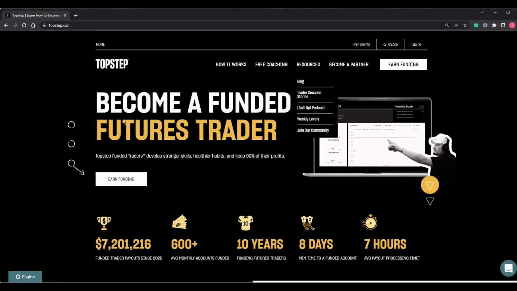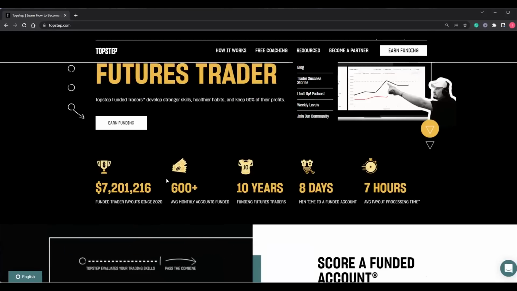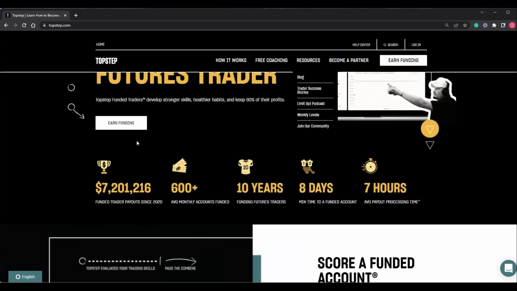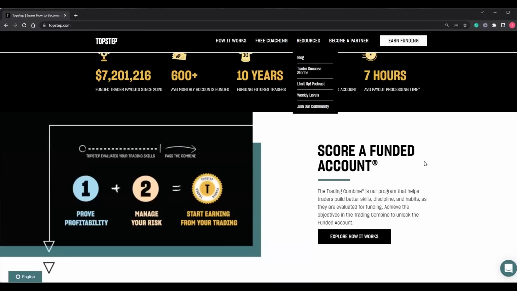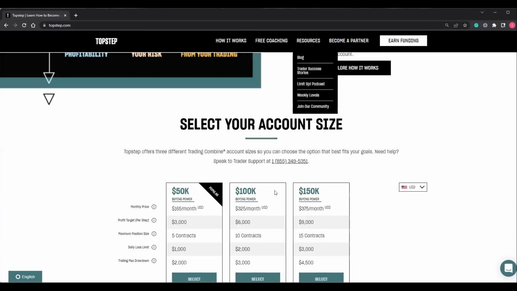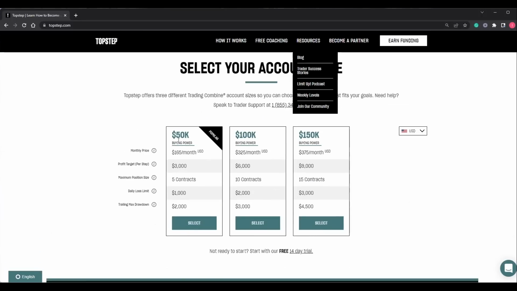So as you can see here, become a funded futures trader. Since 2020, they've paid out over $7 million. They average 600 monthly accounts funded, and they've been doing this for the past 10 years. You can have a funded account in 8 days, with an average payout processing time of 7 hours. There are a few different options: you can get $50,000 in buying power, $100,000, or $150,000.